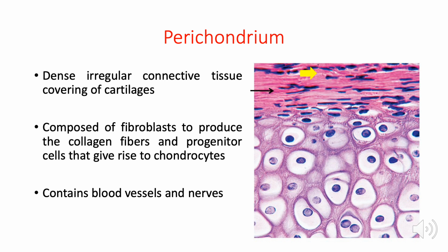Found on the inner area of the perichondrium are progenitor cells. And these progenitor cells are the ones that will give rise to the future chondrocytes, the cells of the cartilage. Please take note that the chondrocytes function to produce the extracellular matrix of the cartilage, which is composed of what? Fiber and ground substance.